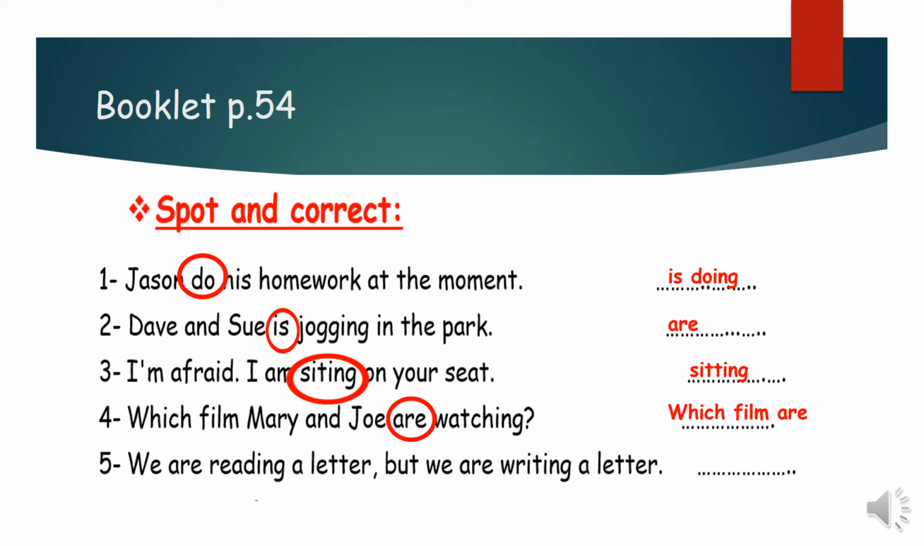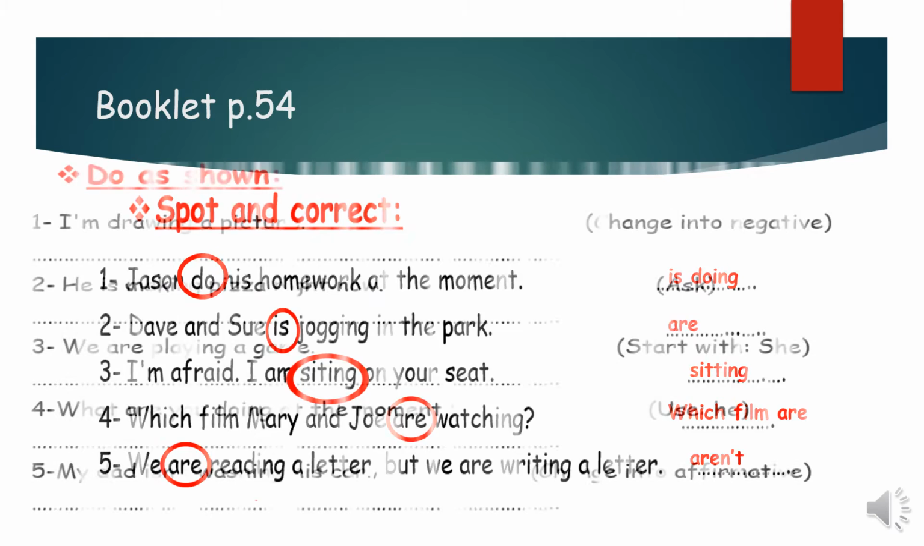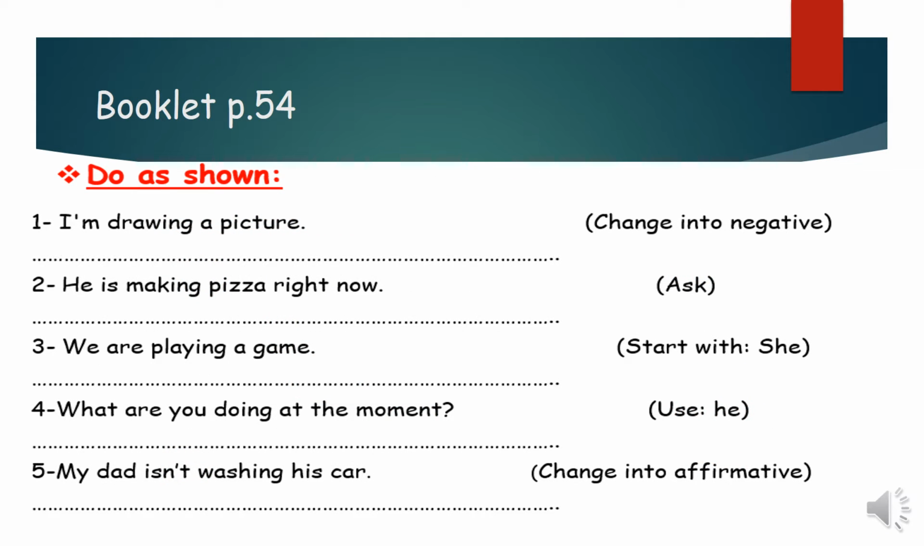Number 5. We are reading a letter, but we are writing a letter. Yes, the first one. It's a negative. We aren't reading a letter, but we are writing a letter. Okay, do as shown. He asked me to do something between practice, and I will do it in the sentence. Let's read number 1. I am drawing a picture. Change into negative. So it will be I'm not drawing a picture.